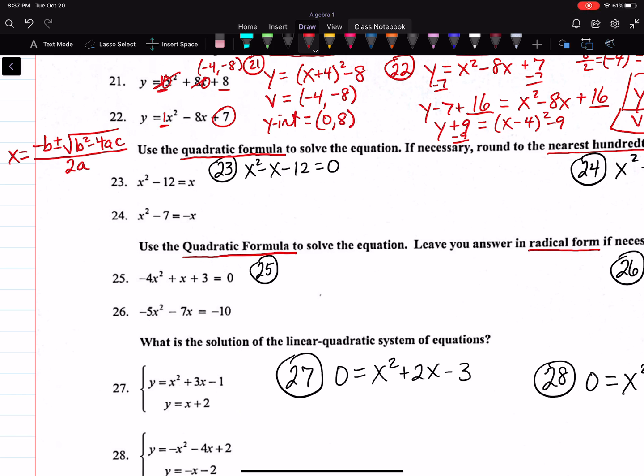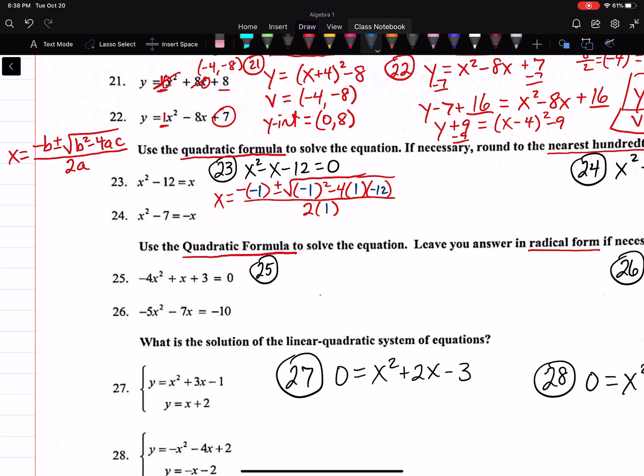So basically we're just plugging in x equals negative b plus or minus the square root of b squared minus 4 times a times c, all over 2 times a. And I'm going to plug in my numbers here. So b is negative 1, it goes there and there. A is positive 1, which goes there and there. And c is negative 12.